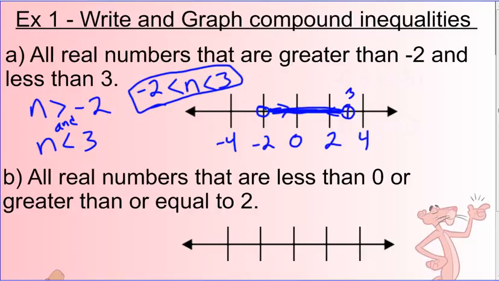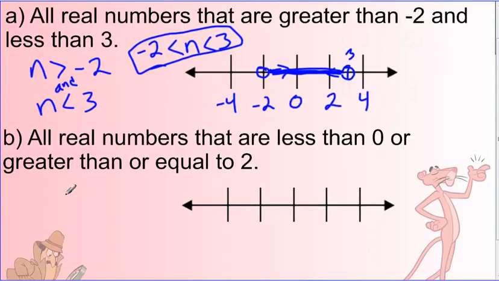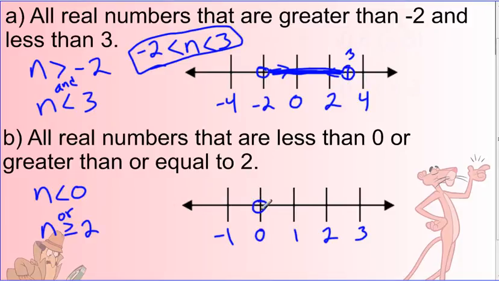Letter B says all real numbers that are less than 0, so numbers that are less than 0, or greater than or equal to 2, so numbers that are greater than or equal to 2. And this was an OR. Now, first off, let's do our graphing. I'm going to put 0 here, 1, 2, 3, and that'd be a negative 1. I need a hollow dot at 0. I need a solid dot at 2.